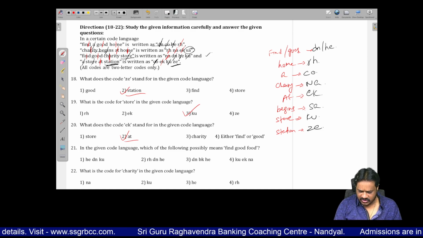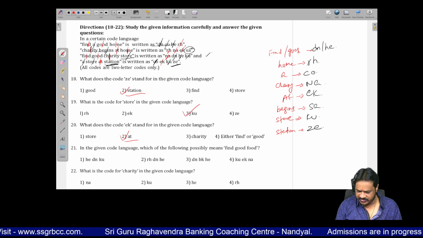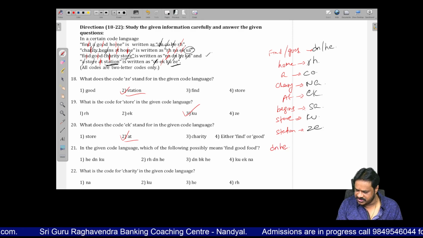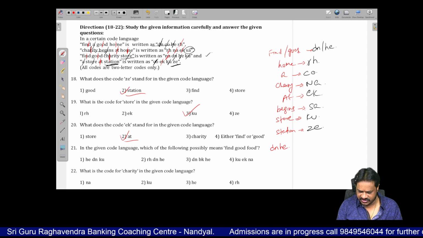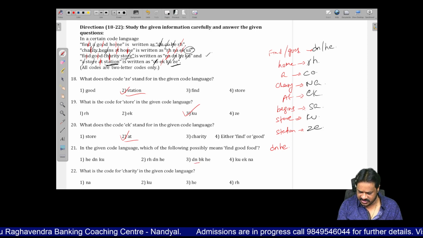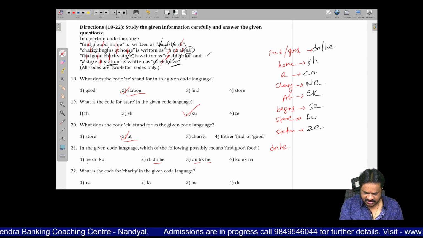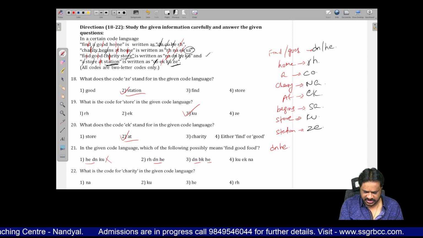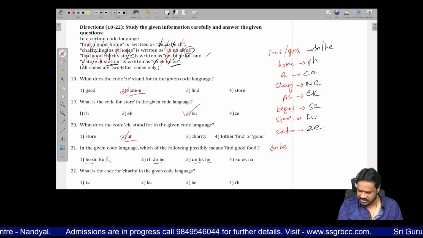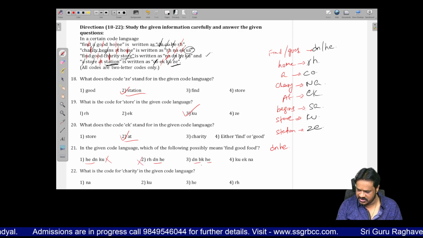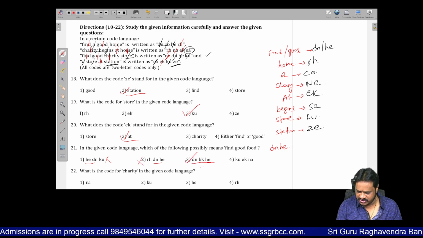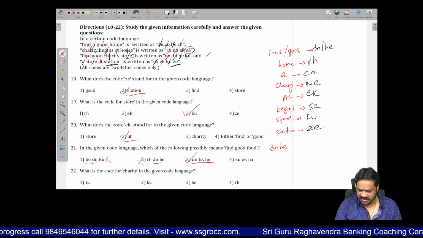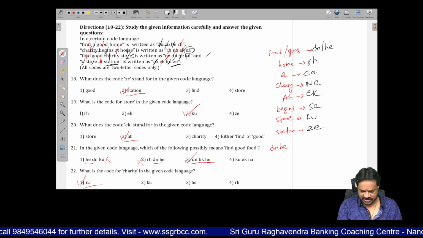Now last question. In the given code language, what is possibly the code for "find good food"? Find means DN, good means HE, and food is the new word. Along with DN, HE, there should be a new code. If you see the first option, KU, that is an old word. Second option, RH, that is also an old word. Third option, VK, that is a new word. So 3 is the answer. Now last one. What is the code for charity? Charity means NA. 1 is the correct answer.